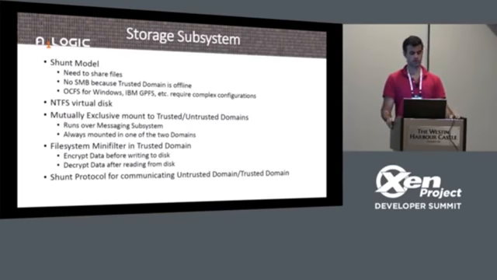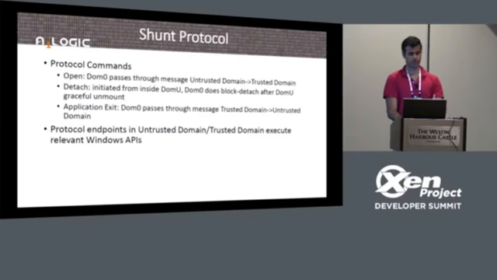And then we also built a shunt protocol for communicating messages back and forth between the trusted and untrusted domains. That shunt protocol is one of the ones that we have implemented over XenStore. So there are three basic commands. One is open, where a user double clicks on a file, and the untrusted domain tells the trusted domain, hey, please open this file, once the shunt has been shunted over to the trusted domain.